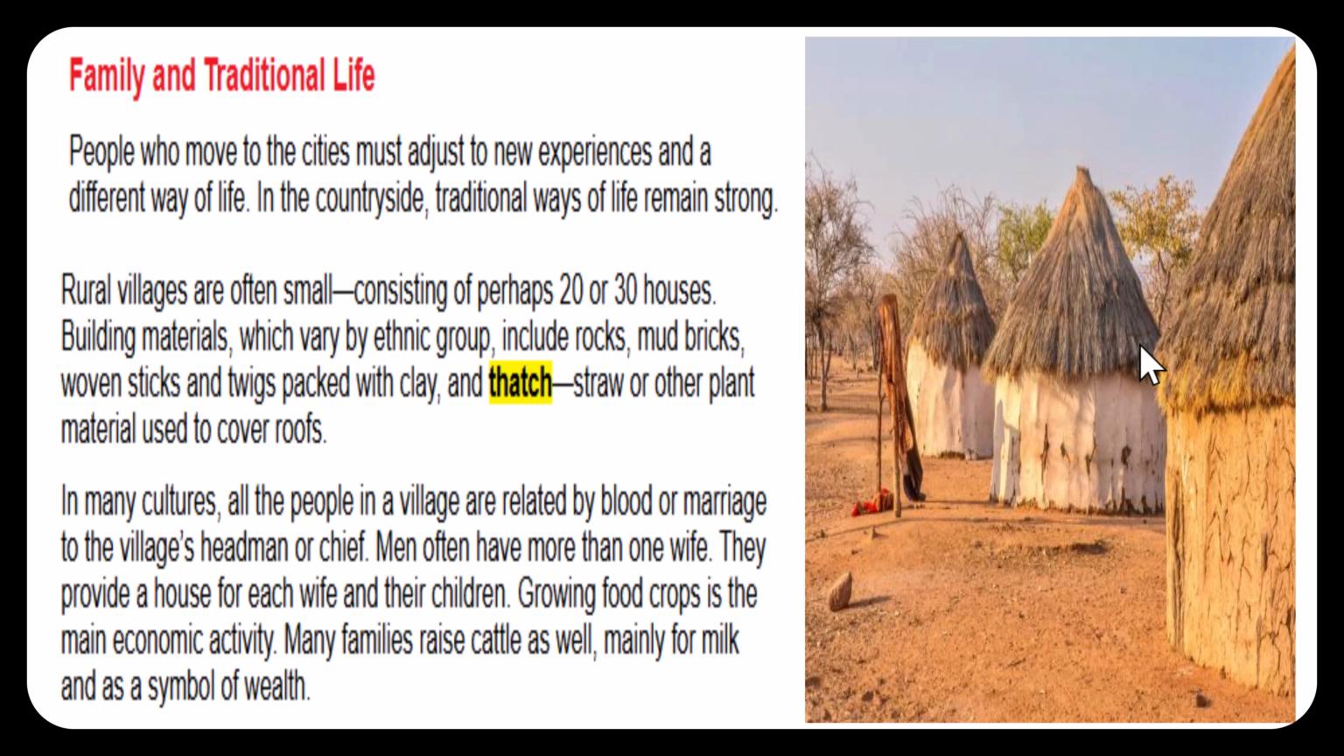Number 25. In the rural areas of southern Africa, how is the village headman or chief an important part of the community? Well, he often is the person that everyone is kind of related to. He has more than one wife, and he does provide a house for each wife and his children. Very interesting. Question number 26. What is the main economic activity for people in the rural areas of southern Africa? Their main activity is growing food crops.